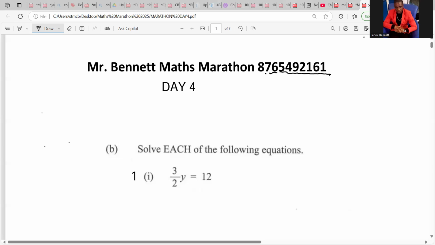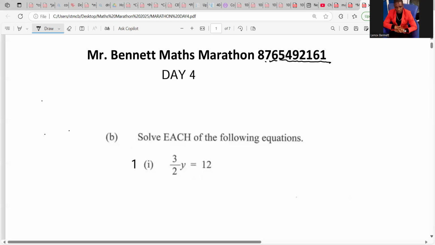3/2 y equals 12. I want you guys to work that out. What would be the answer for that? All right, this is how we are proving. So we have 3/2 y equals 12. What we're going to do is take the inverse of 3 over 2, and the inverse of 3 over 2 is 2 over 3. So we're going to multiply by 2 over 3. And remember, whatever you do to one side, you have to do to the other side.